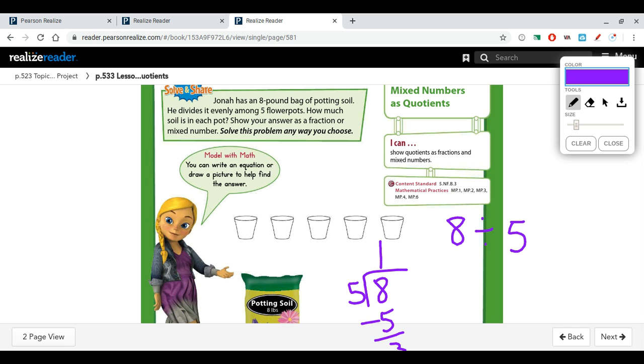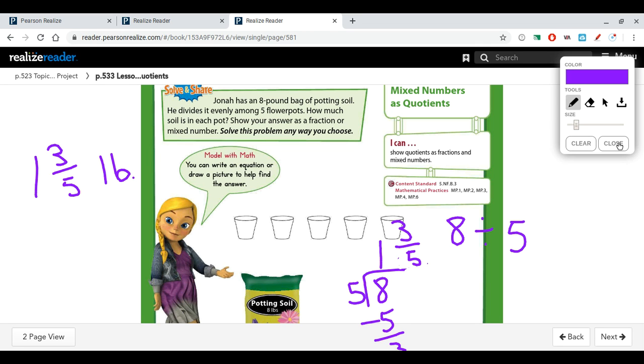And so typically we have been writing remainder of 3, or we've been doing decimal remainders. But when I write my quotient as a mixed number, instead of writing remainder 3, I'm going to write it as a fraction. So my denominator stays the same, so it's going to stay as 5. And then my numerator is going to be my remainder, which is 3. So it says how much soil is in each pot. So in each pot, there's going to be 1 3/5 pounds. I need to make sure that I include that unit of measurement because it gave me a unit of measurement, 8-pound bag of potting soil.